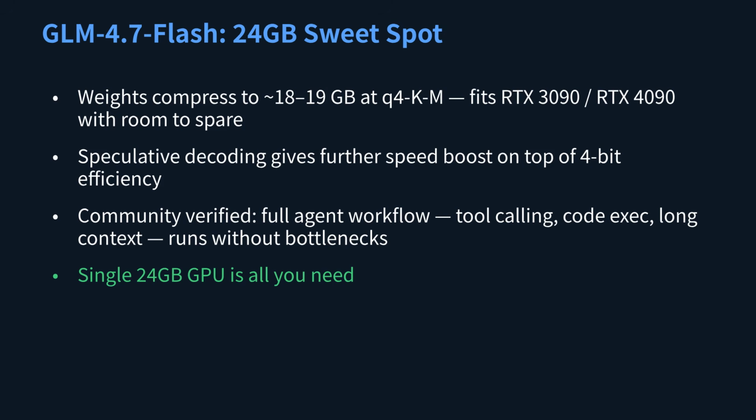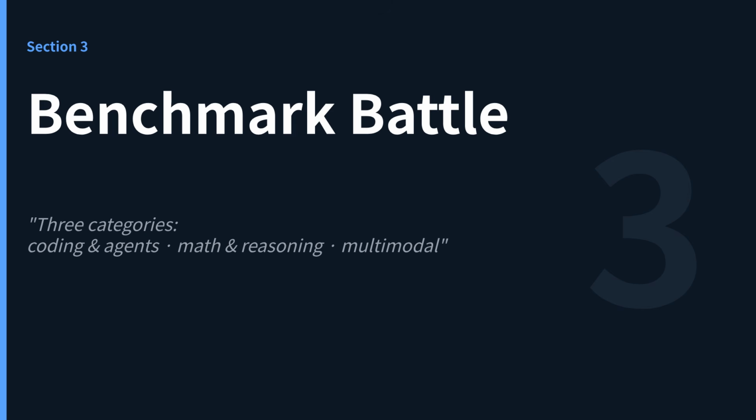GLM-4.7 Flash also targets the 24 gigabyte VRAM tier. At 4-bit, the 30 billion parameters compress to about 18 to 19 gigabytes, fitting comfortably on a single 24 gigabyte GPU with room for KV cache. Combined with speculative decoding, this gives it excellent practical throughput. Community tests confirm it runs the full agent workflow without bottlenecks on an RTX 3090 or 4090. Now it's time to look at benchmarks, the numbers that tell us how these models actually perform.